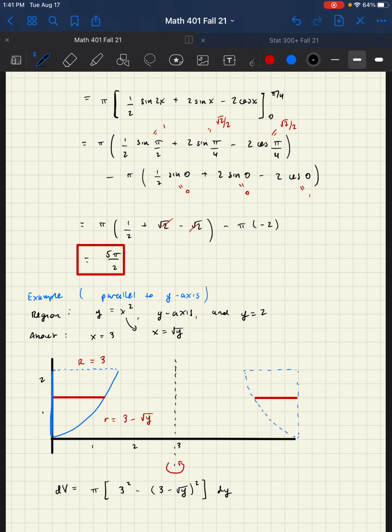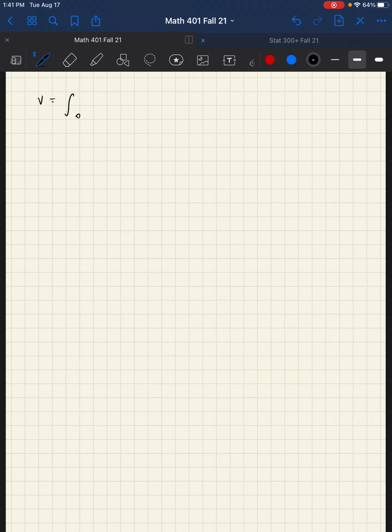So the volume is going to be the integral from, what are our limits of integration? What does y range between? We're looking at between 0 and 2 of pi times 9 minus 3 minus root y, squared, dy. And from here, it shouldn't be too bad.